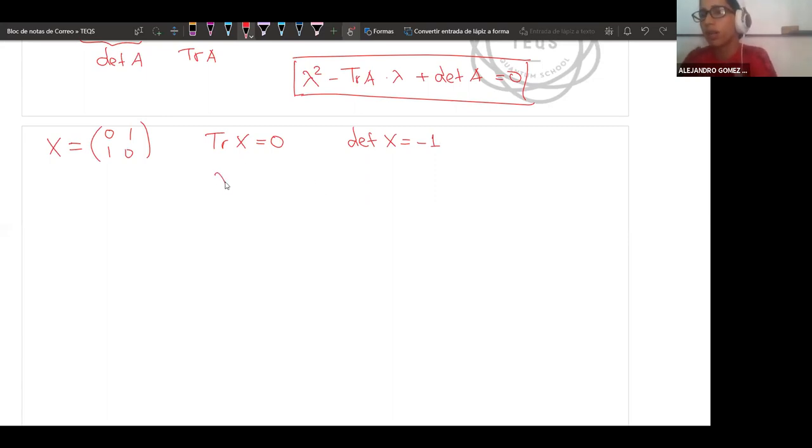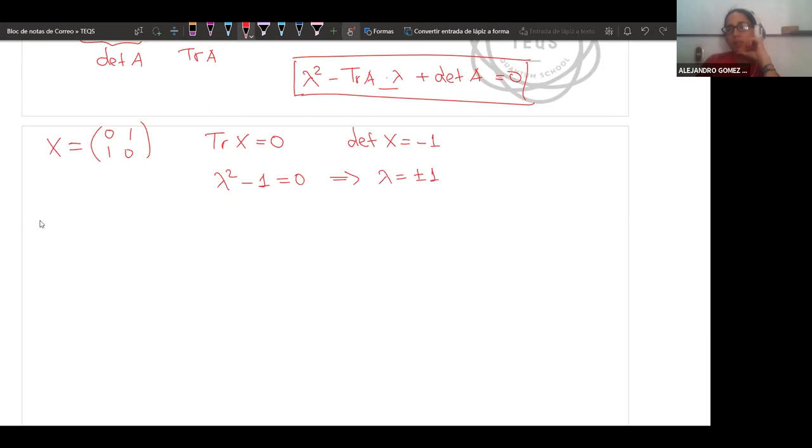So we have lambda squared plus the trace, but the trace of X is zero, so we don't write this term, plus the determinant, which is minus one, equal to zero. Therefore, the eigenvalues are plus or minus one. Those are the eigenvalues of the X Pauli matrix.